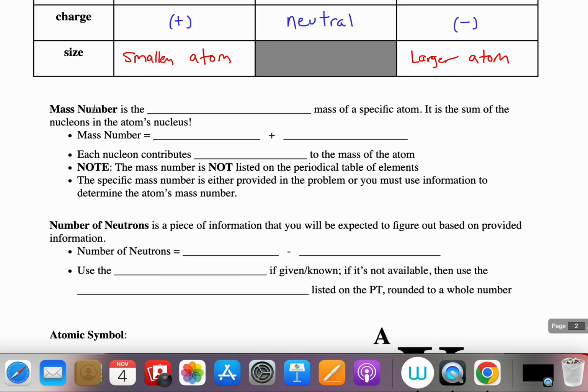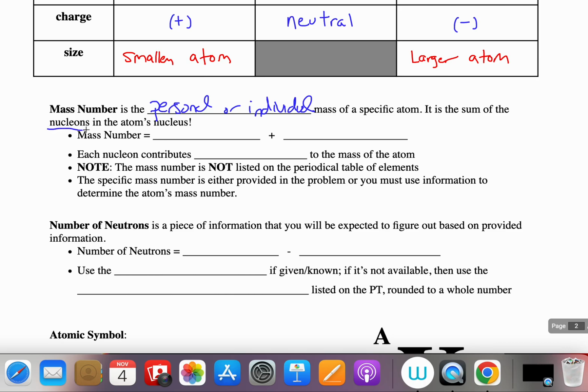Okay. So the mass number is the personal or individual mass of a specific atom. That is the same as you and I stepping on a bathroom scale. The number that reads out would be my personal mass or your personal mass. And for an atom, that personal or individual mass, which we call the mass number, is the sum of the nucleons in the atom's nucleus.